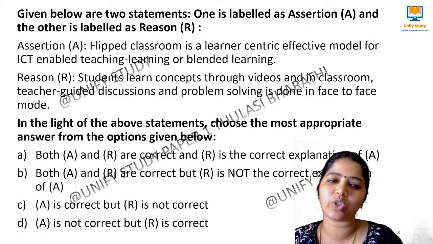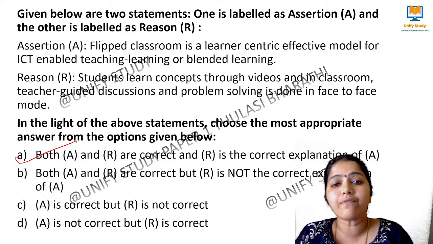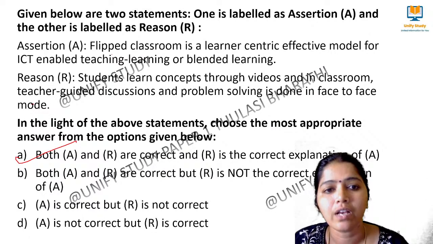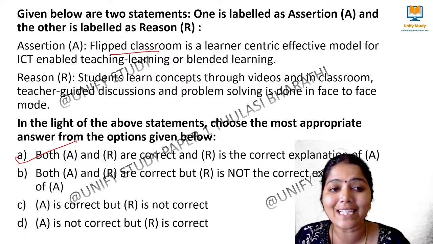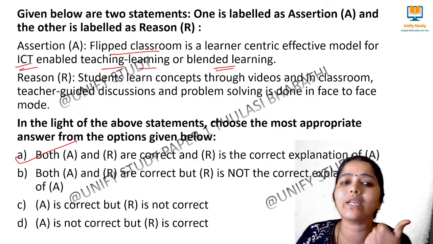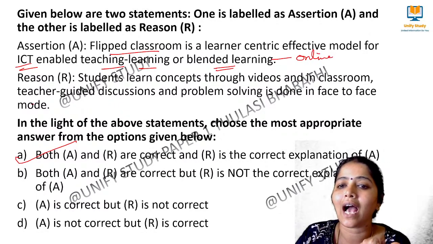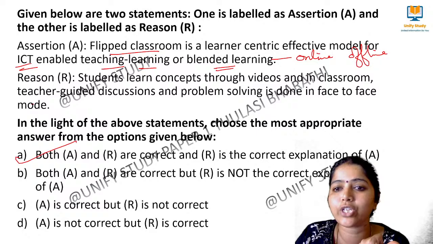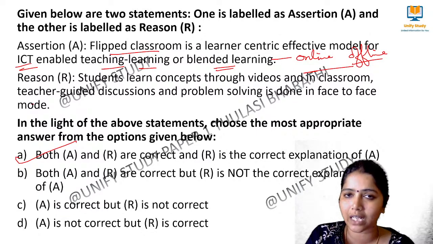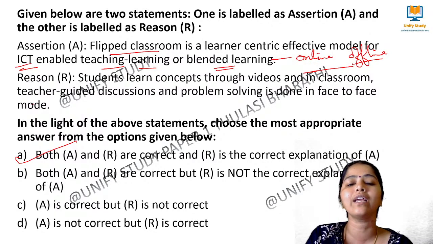Yes, the right answer for this question is both are right and R is a correct explanation of A. See, flipped classroom is a learner-centric effective model. Exactly right. Flipped classroom for ICT-enabled teaching-learning or blended learning. So, what is blended learning? Blended learning means we have online and offline methods of teaching, right? And that we call blended learning.